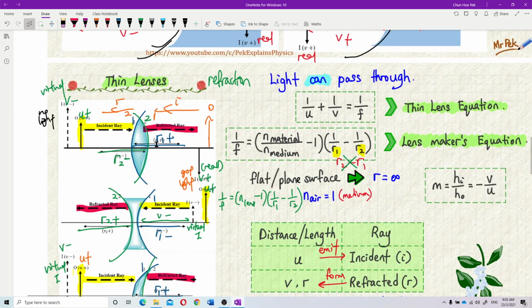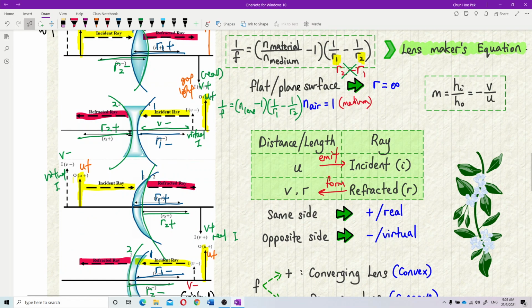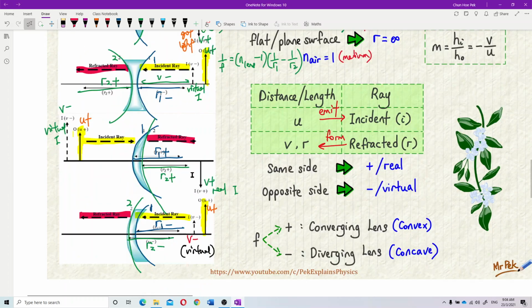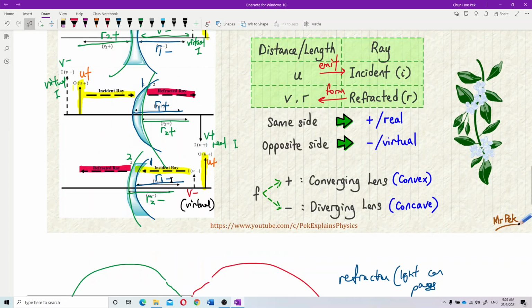Can you understand? See again, this R1 is positive because it is on the same side as the refracted ray. This R2 is negative because it is opposite to the refracted ray. Here R1 is opposite to the refracted ray, that's why negative, and R2 is positive because it is on the same side as the refracted ray. This R1 and R2 both on the same side as the refracted ray are both positive. This R1 and R2 both opposite to the refracted ray are both negative.